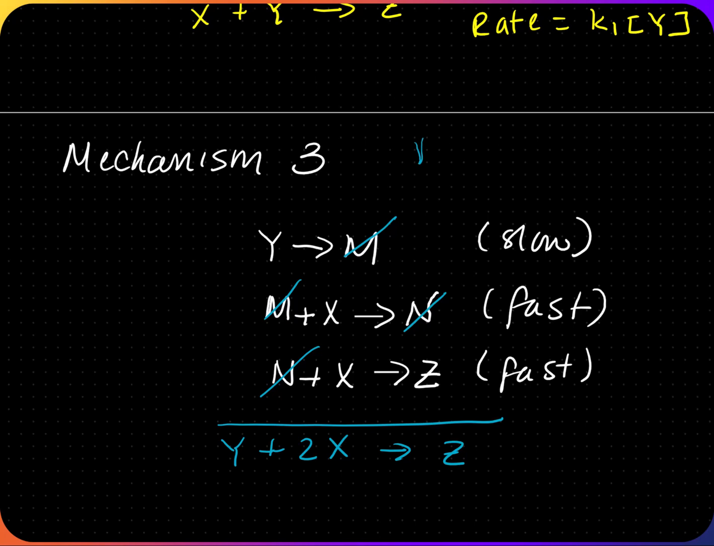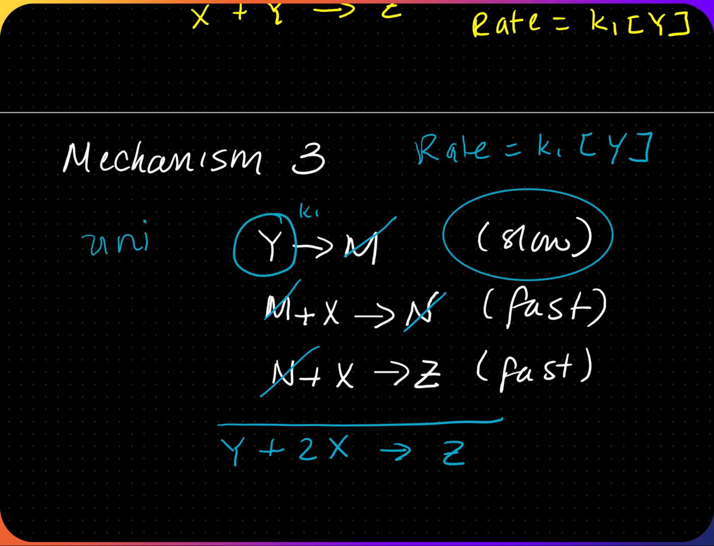My rate law is going to be determined by the slow step. So this is my rate determining step. If we label this K1, the rate is going to be K1 [Y]. The first step is uni. There's only one molecule in the reactant. The second one is bi because there's 2 molecules in the reactants. And step 3 is also bi because there's 2 molecules in the reactant.